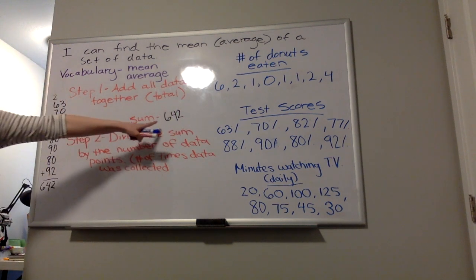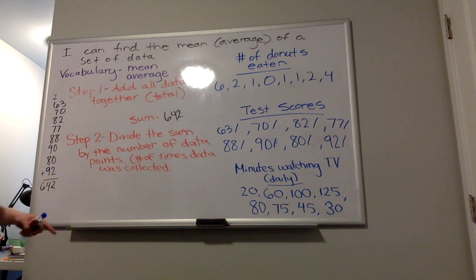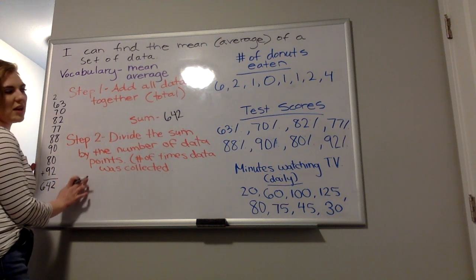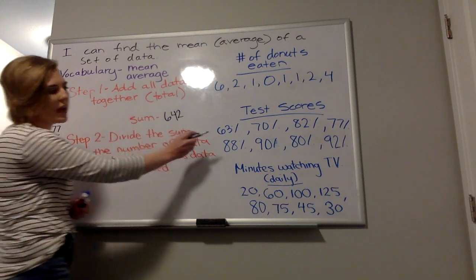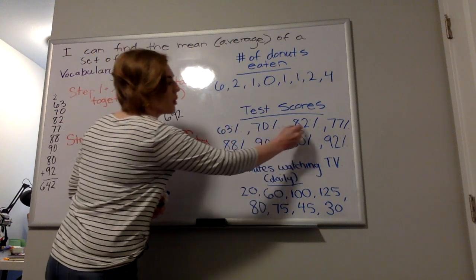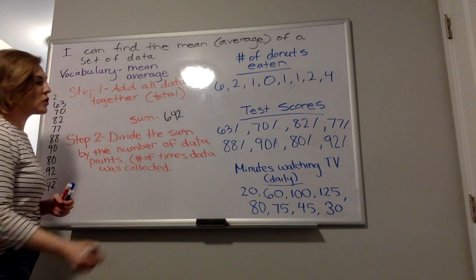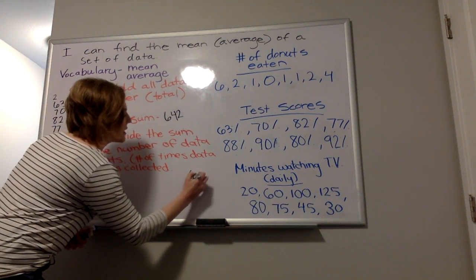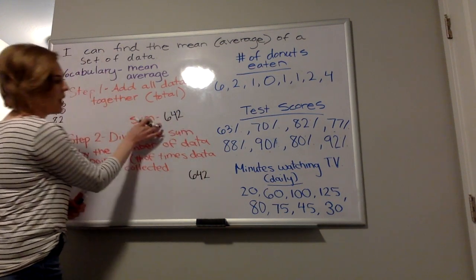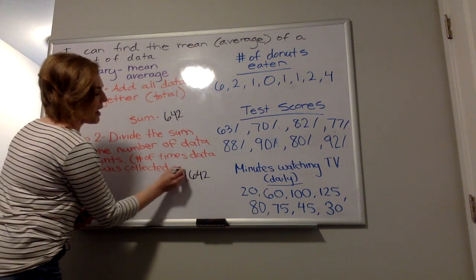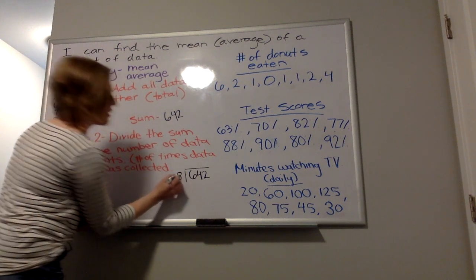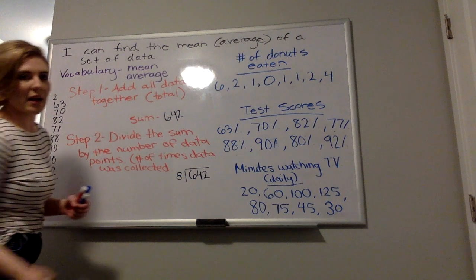then now I need to take this sum and divide it by the number of points of data that were collected. In this case, I am looking at 1, 2, 3, 4, 5, 6, 7, 8 different test scores. So I'm going to need to take 642, the sum, and divide it by 8, since there are 8 different test scores that I am looking at.